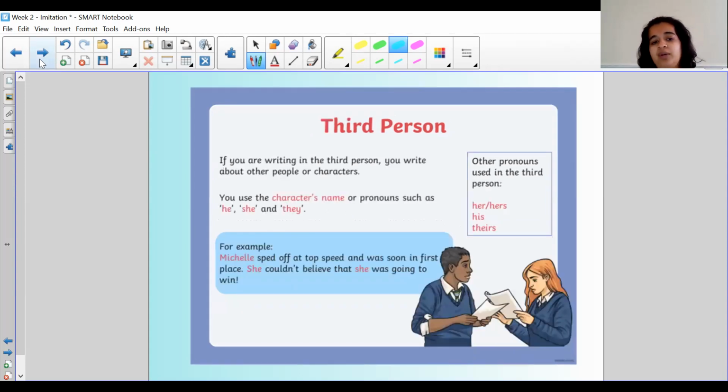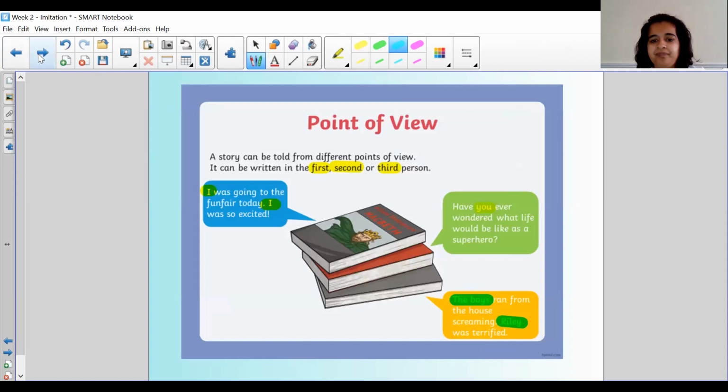Now, the most common one we'll see is the third person. We're writing about other people. We use character names, and we also use pronouns such as he, she, and they. Okay, now let's go back over here. Okay, this one would be third person. We're talking about other characters. We're talking about boys.